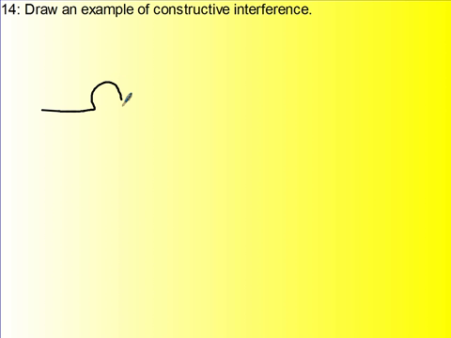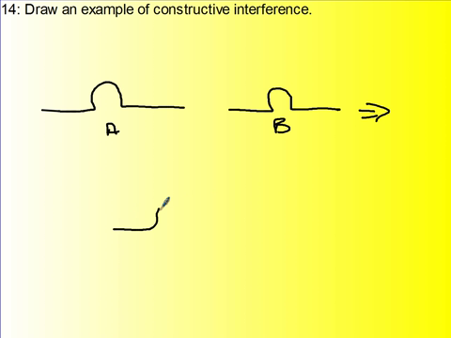So an example of constructive interference is exactly what I drew on the front page. This is wave A. You really don't have to draw them backwards. And this is wave B. They have the same shape at the same time. When they're in the same place, then it's just twice as tall. This is A plus B. They're on the same side of the equilibrium line, and it's twice as tall.